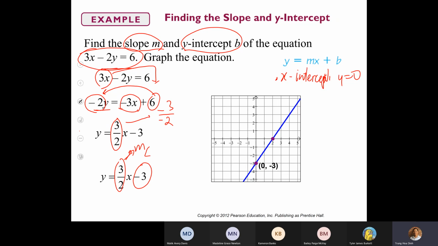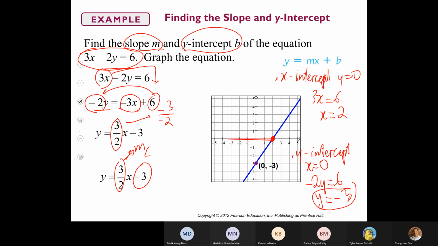So I solve for x. I get 3x equal to 6. So x equal to 2. That is my x-intercept. Does that make sense? In order to find the y-intercept, I just put x equal to 0. I write here y-intercept. I put x equal to 0. From the equation, I get -2y equal to 6. Divide both sides by -2, I get y equal to -3. That is the y-intercept. And then I connect them.